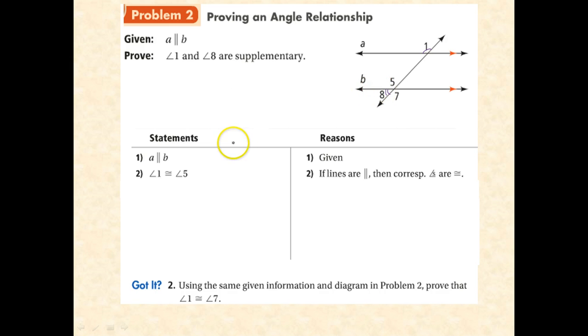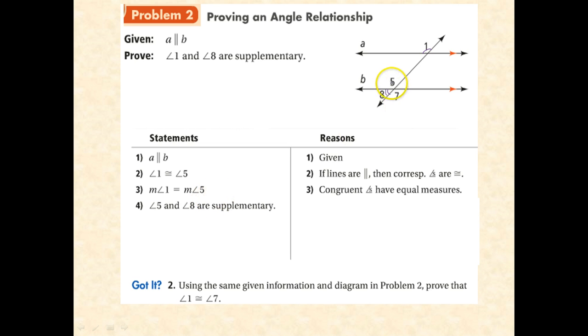So let's start walking down that path. Since angle 1 is congruent to angle 5, we know that the measure of angle 1 is equal to the measure of angle 5. Congruent angles have the same measures. Definition of congruent angles. Angle 5 and angle 8 are supplementary. We know that because angles that form a linear pair are supplementary.